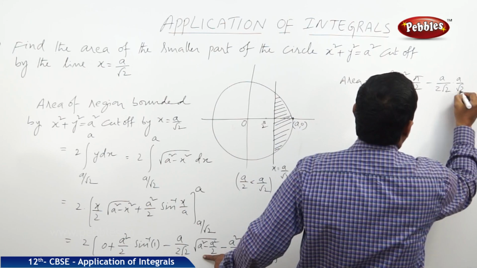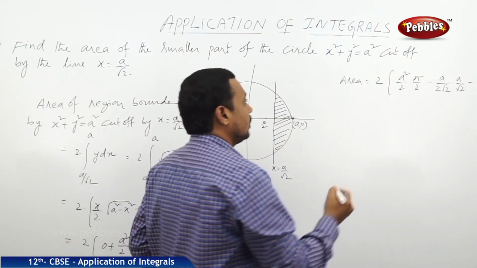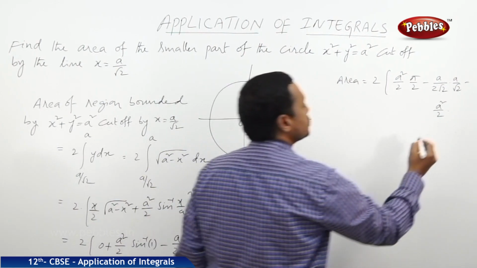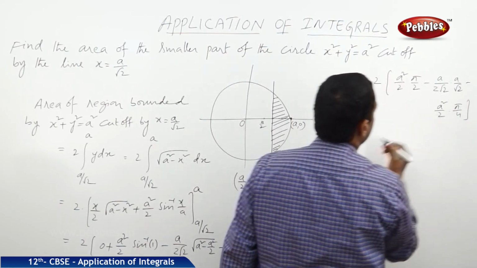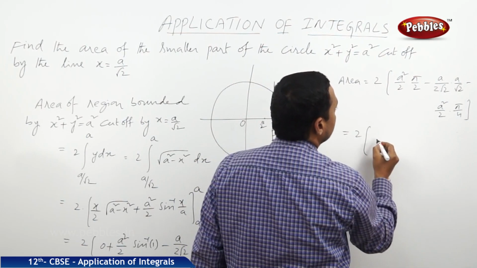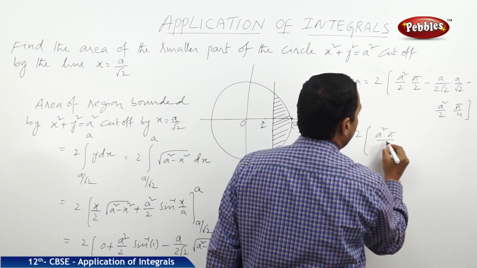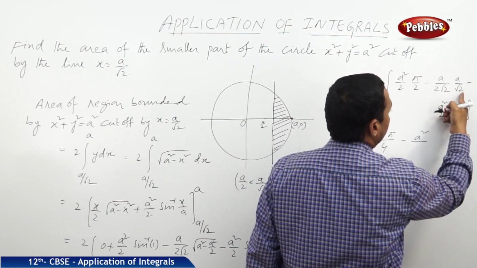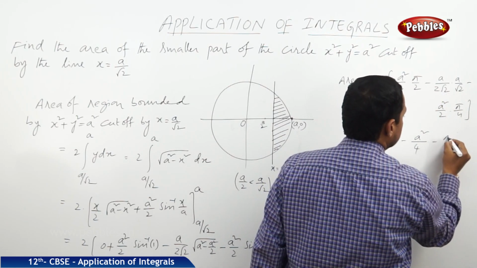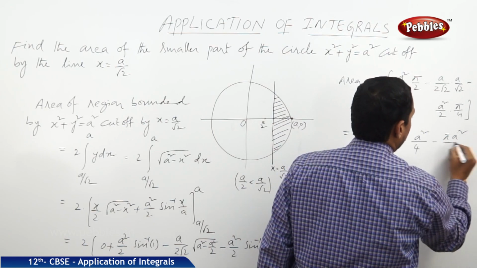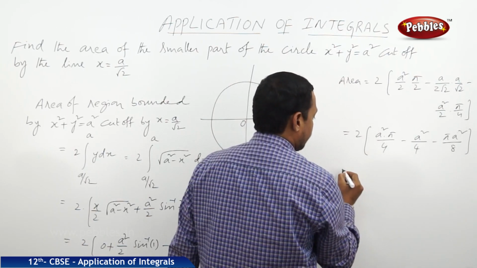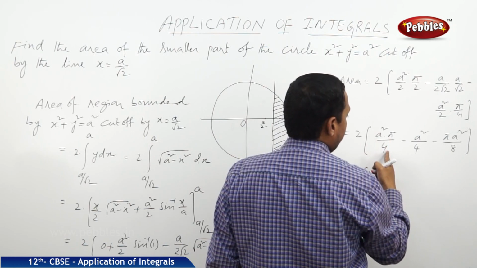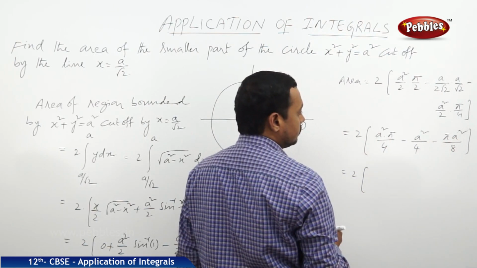a by root 2, minus a square by 2 into sine inverse 1 by root 2 is equal to pi by 4. Now this is 2 times of a square into pi by 4 minus a square by 2 into root 2 into root 2, 2 into 2, 4 minus pi a square by a. It is 2 times of pi a square by 4 minus pi a square by 8.